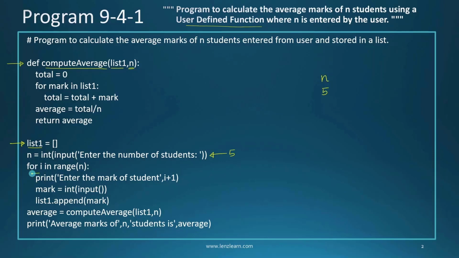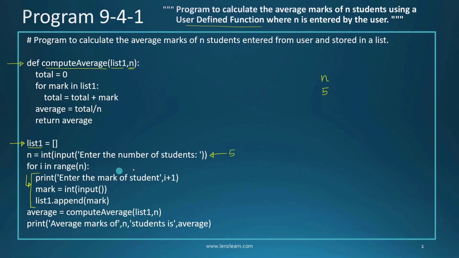After that, you can see we have a for loop which will accept 5 marks and append them into list 1, so that we have some values inside list 1. We will be using this for loop for all the programs that we are going to study in this session. So I'll explain the working of this for loop only in this program, because in the subsequent programs we are going to use the same method to enter values from the keyboard into the list.